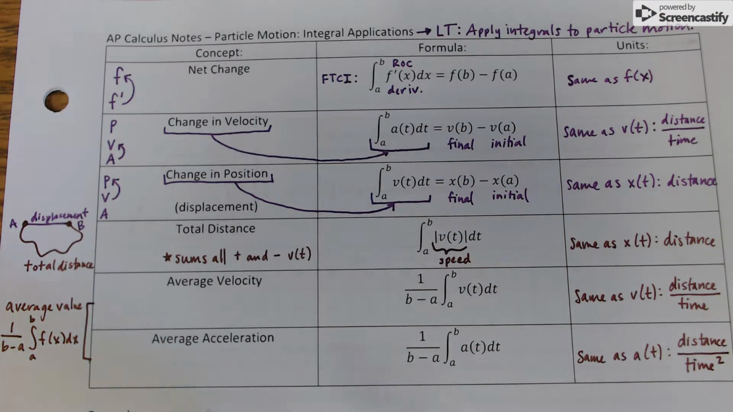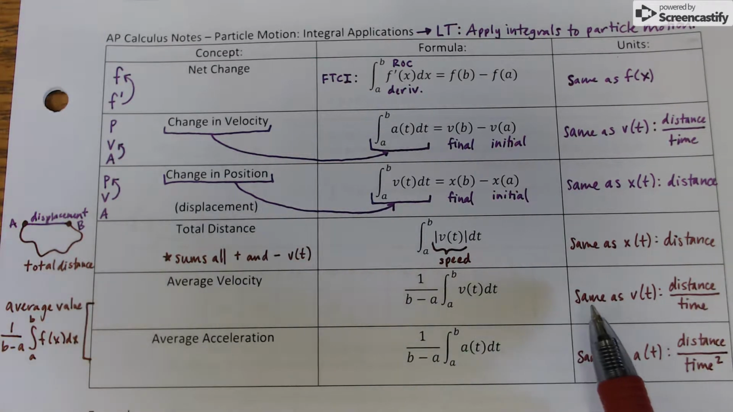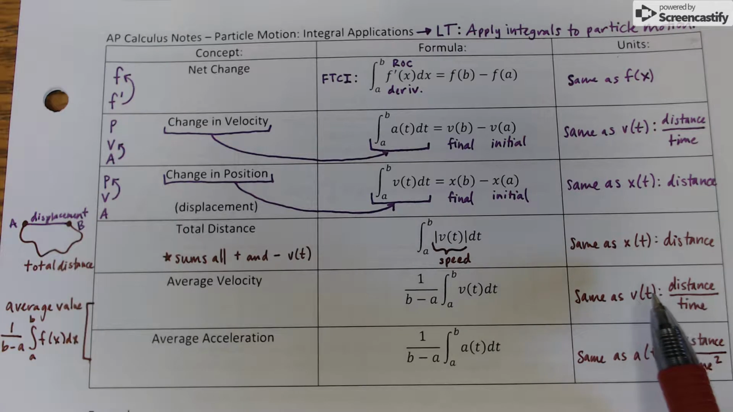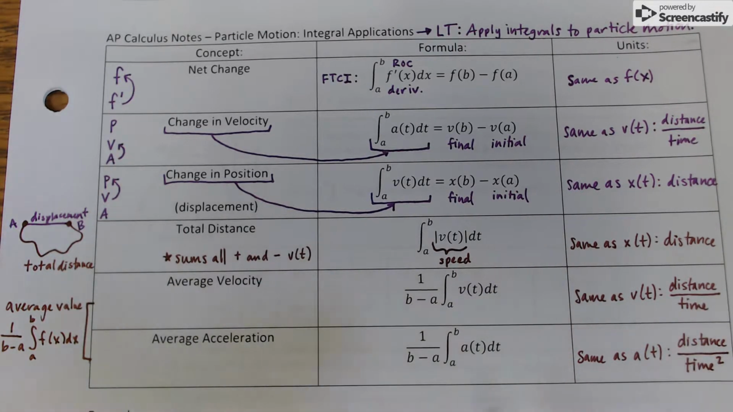The last two concepts on our chart are both applications of that average value concept that we learned in our last lesson, which is 1 over b minus a times the integral of the function. So to find the average velocity, we apply that formula to the velocity function, and it results in the same units as velocity, distance over time. It works the same way for acceleration. So to find the average value of acceleration, we use that formula for acceleration, and it gives us the units of acceleration as well, so distance over time squared.